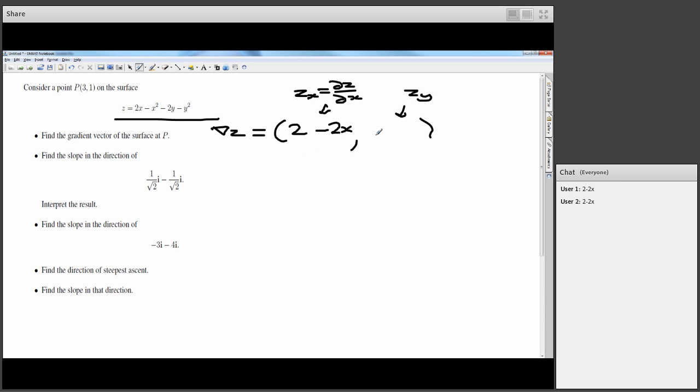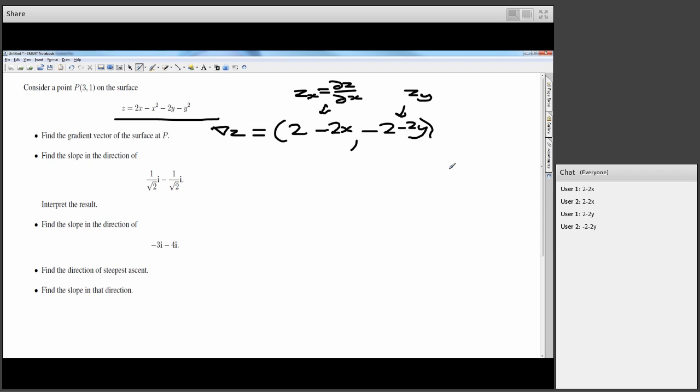So the partial derivative of z with respect to y is what? It's the other one to do. So minus 2 minus 2y. So again, you just need to do some practice with it. And again, signs are always the easiest places to make mistakes. So that's the gradient vector.